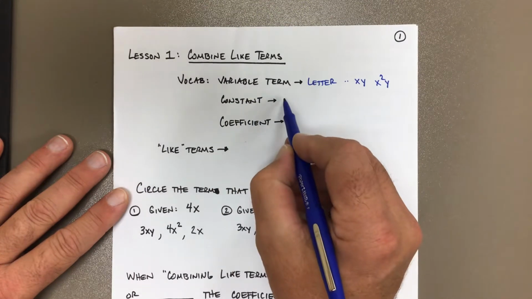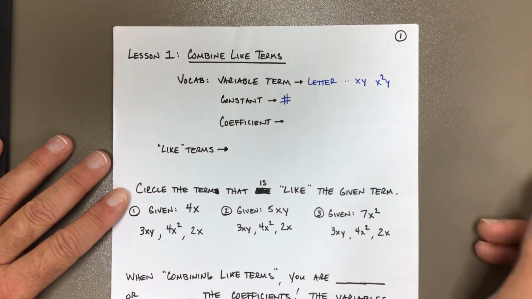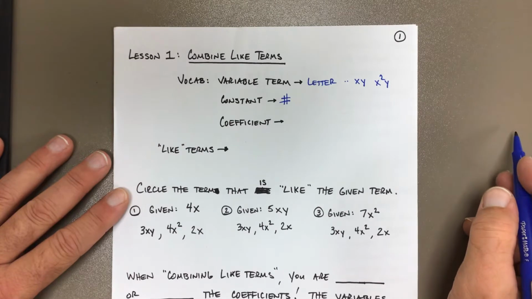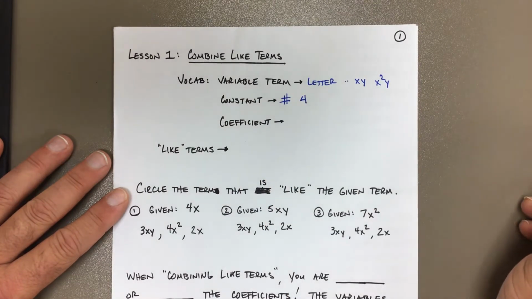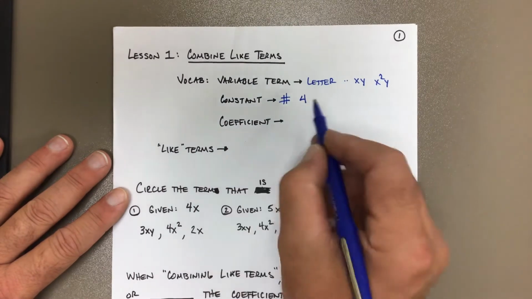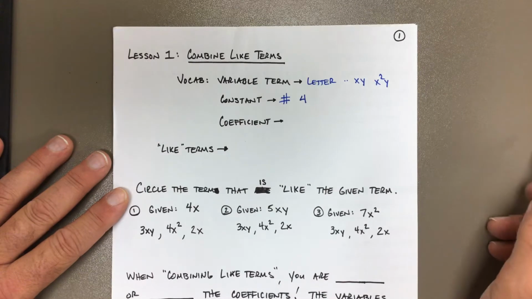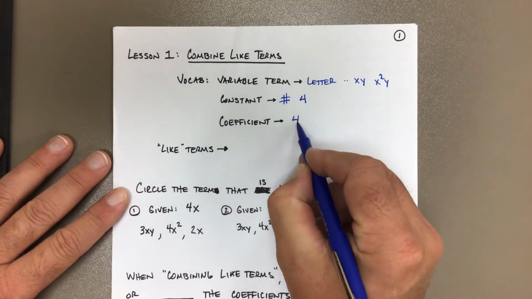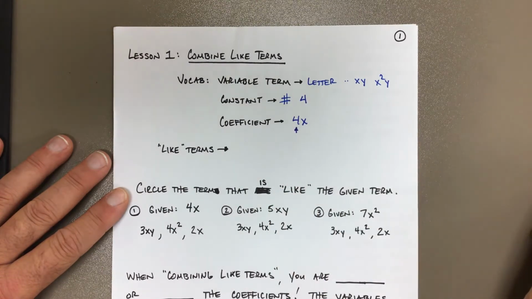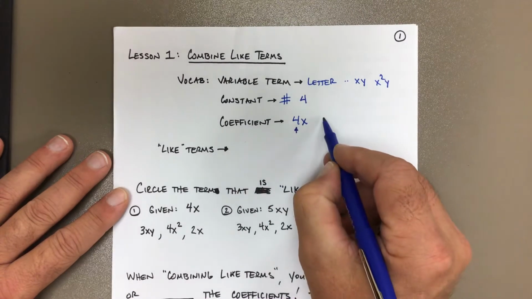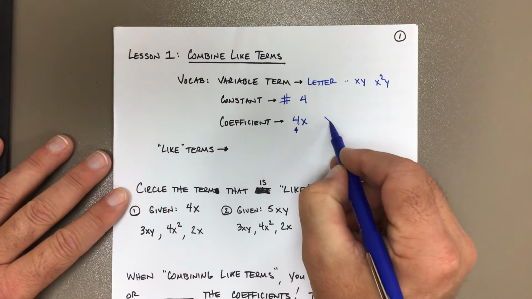The constant is just the number. You remember, a number is just a number. So like the number 4, 4 is a 4 is a 4. Cannot change. Constant. Coefficient is the number that's in front of the variable. So something like this, 4x. This is the coefficient.